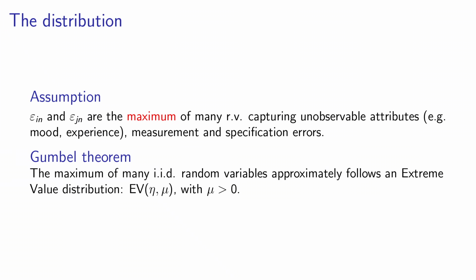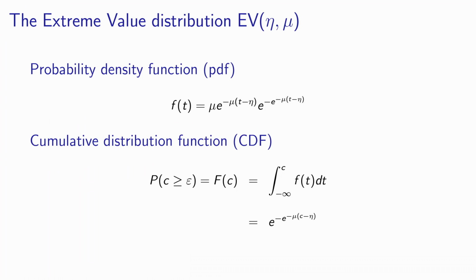From statistics, we know that the maximum of many identically and independently distributed random variables approximately follows an extreme value distribution with location parameter eta and scale parameter mu. Then, from statistical textbooks, we can retrieve the probability density function of the extreme value distribution, which is expressed as follows. And we can also retrieve the cumulative distribution function, CDF, which takes this form. What is very interesting here is that this cumulative distribution function takes a closed form. This is a very nice property that's going to be very useful later.